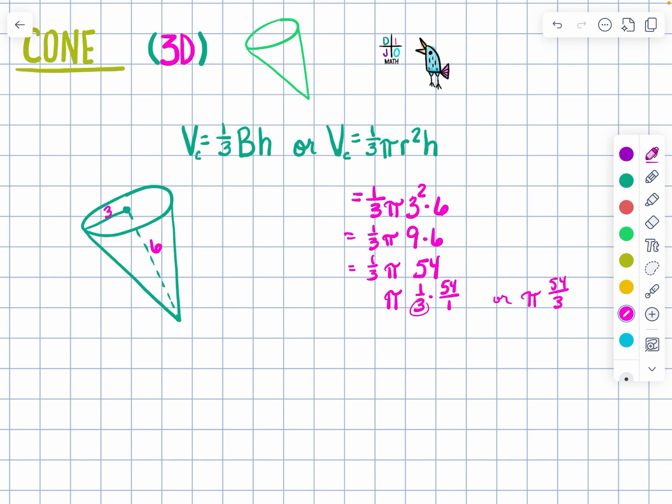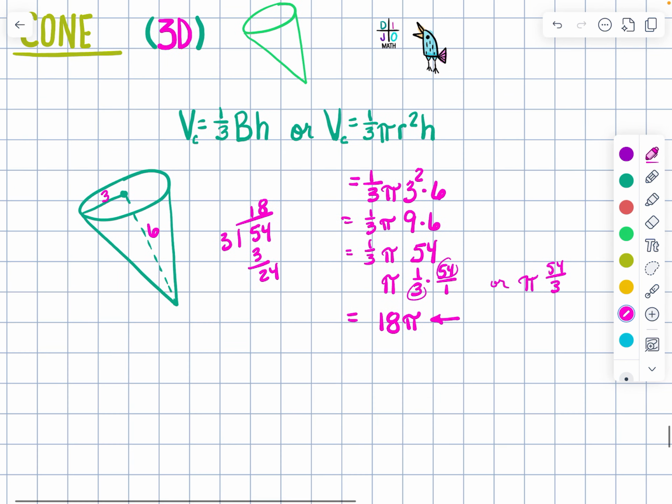So 54 divided by 3. 3 goes into 5 one time. We're left with 24. 3 goes into 24 8 times. Okay, so now I have my answer, 18 pi. Okay, now if they ask you to leave the answer in terms of pi, this is what they mean. All right, it just means the pi is in the answer. The symbol pi is in the answer.